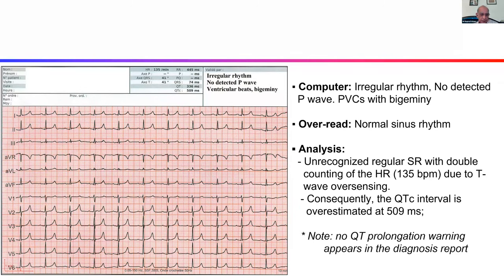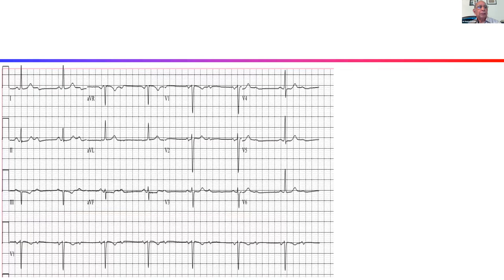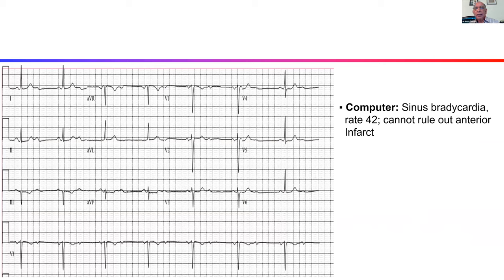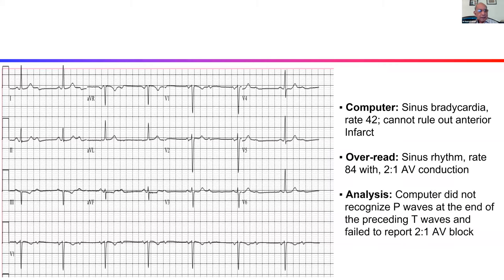But here is another one. Look at this particular ECG, and try to form a concept, what does it mean? The computer says that this is sinus bradycardia, rate is 42, and cannot rule out anterior infarct. Now, the overreading physician said this is sinus rhythm, rate is 84 per minute, and there is 2:1 AV conduction delay. So our analysis of this is, the computer did not recognize P waves at the end of the preceding T waves and failed to report the 2:1 AV block.